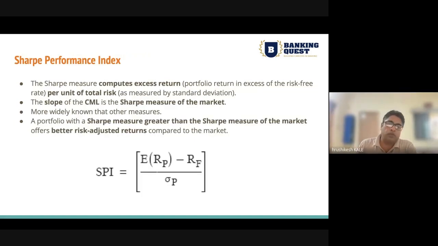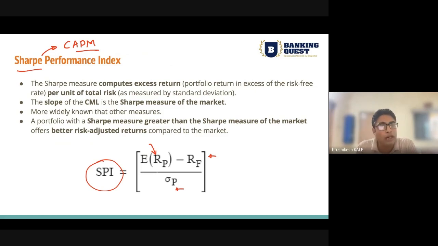The person who created the CAPM model also created the Sharpe ratio, which is nothing but return of portfolio minus risk-free rate upon standard deviation. So per unit of standard deviation, how much excess return you are generating, that is given by the Sharpe performance index or Sharpe ratio. It tells us how much excess return you are generating per unit of risk taken.